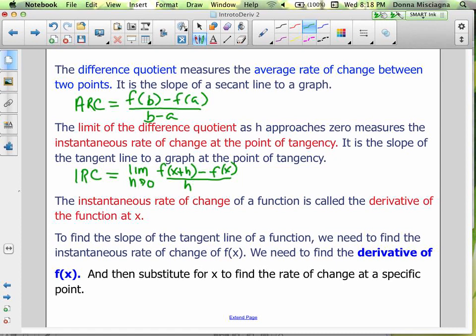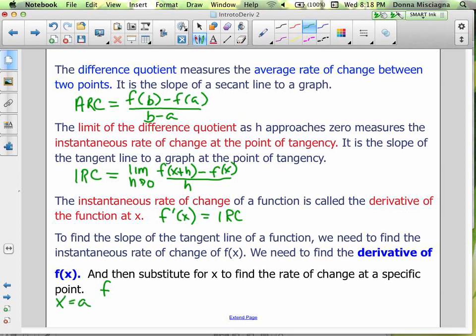The instantaneous rate of change of a function is called the derivative of the function at x. So our derivative is our instantaneous rate of change. To find the slope of the tangent line of a function, we need to find the instantaneous rate of change of f of x. We need to find the derivative of f of x, and then substitute for x to find the rate of change at a specific point. So if we want to know the slope of the tangent line at a very specific point, we simply substitute.